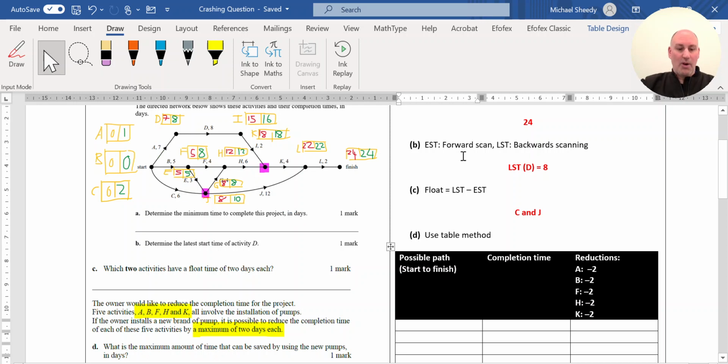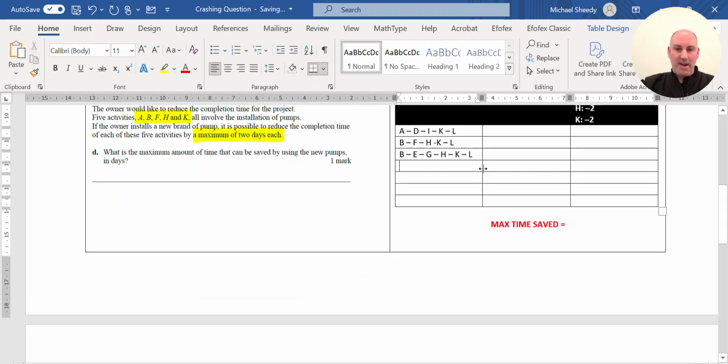So if we run along the top, we've got A, D, I, K and L, and another path we could go straight through the middle of the network, which would be B, F, H, K and L. Examining the graph again to look for more paths from start to finish, we could have B, E, G, H, K and L. That's 3 paths in total so far.